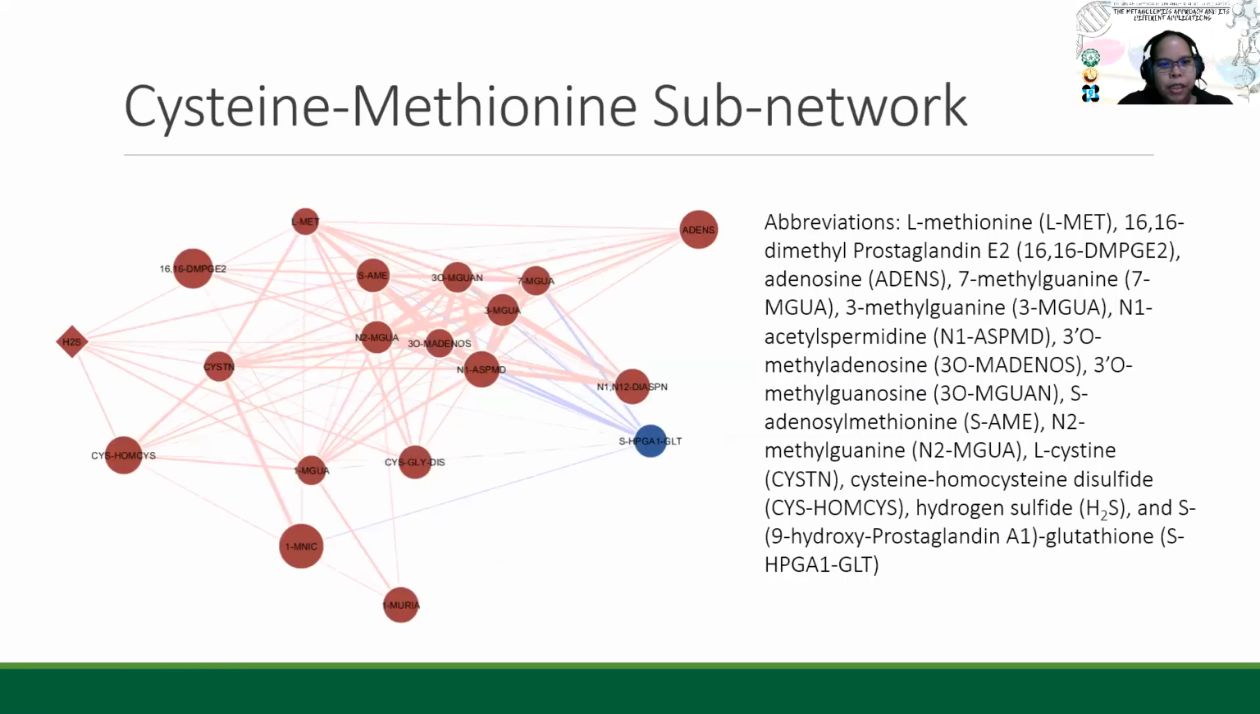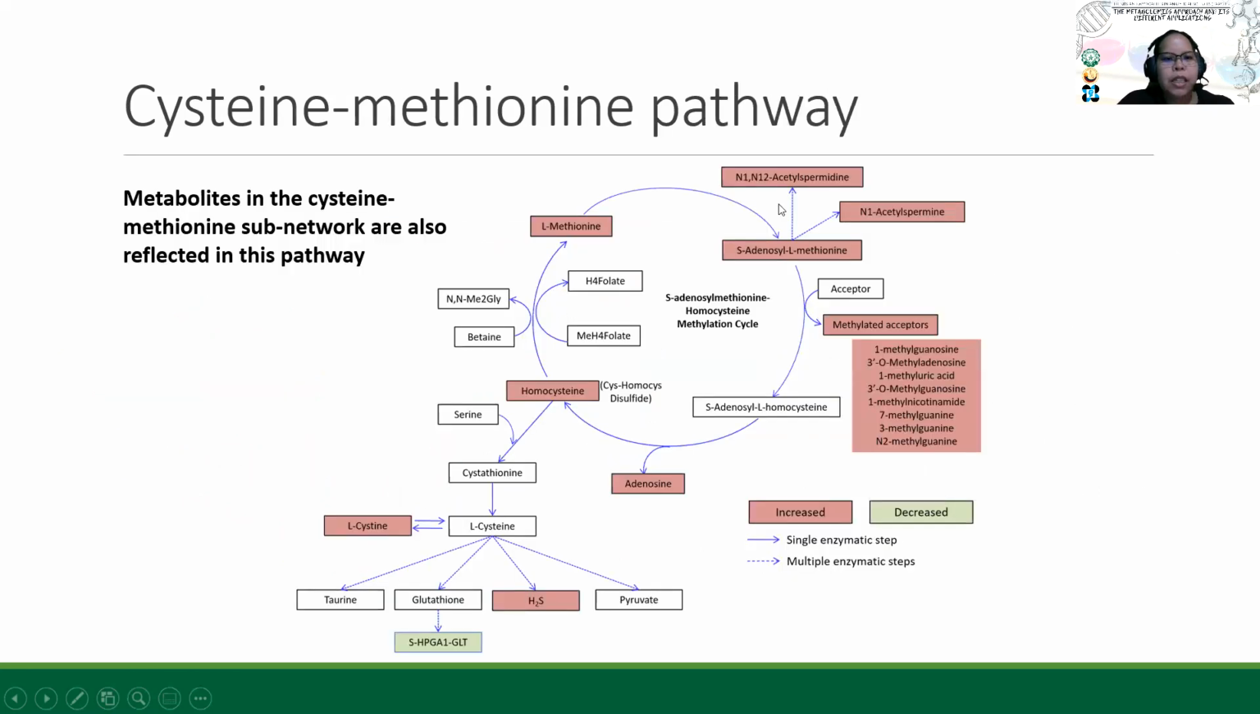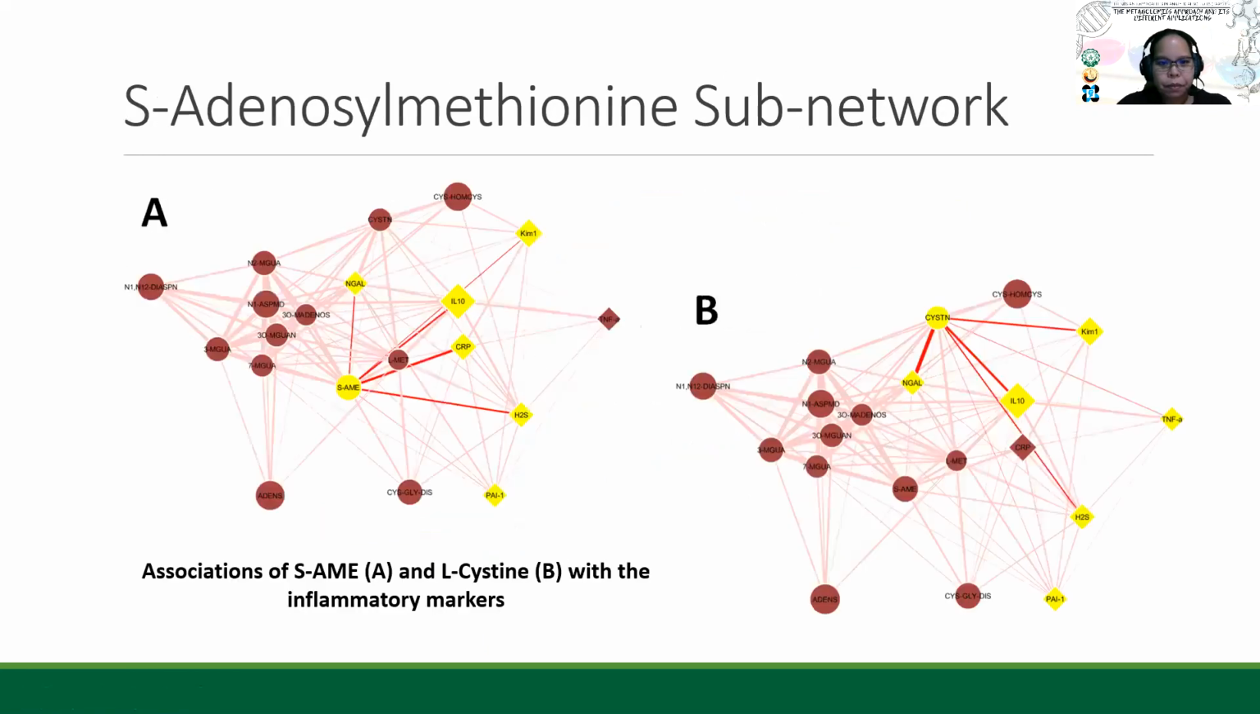This is just to show the cysteine methionine network. So you can see mainly your cysteine methionine metabolites as well as your methylated metabolites. And this is very much reflected in the actual cysteine methionine pathway. And this reflects the relevance of the correlation network analysis that we have done. We can see the association, or the corresponding match, in terms of the network analysis as well as the pathway analysis.